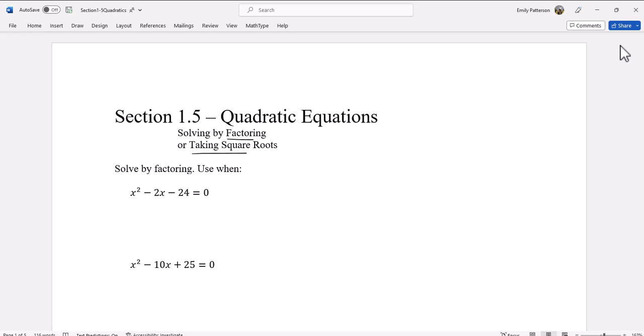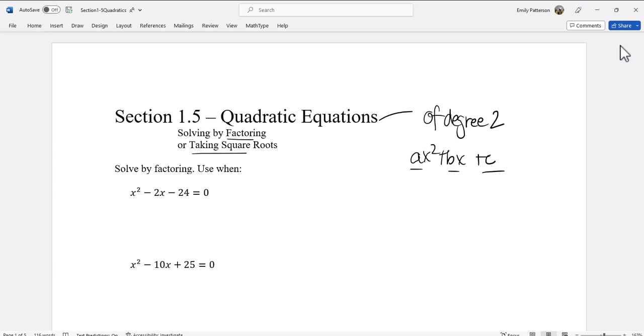So first of all, remember the quadratic equations are any equation of degree 2. And we usually have it in some form of ax squared plus bx plus c, where again a, b, and c are constants. And the highest exponent is that 2, or the whole equation is of degree 2.